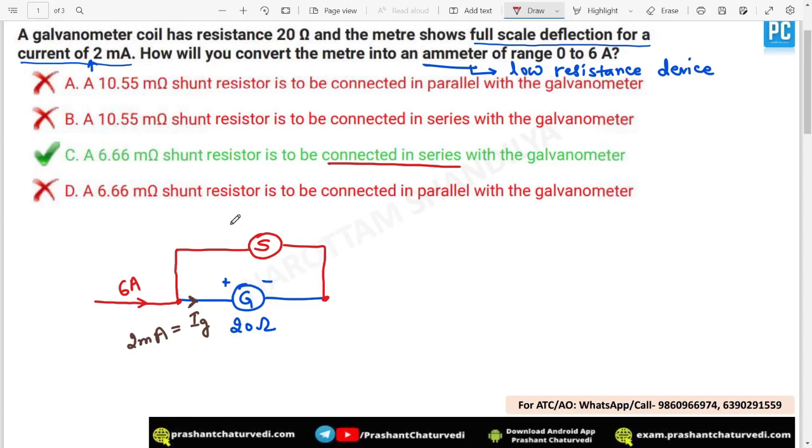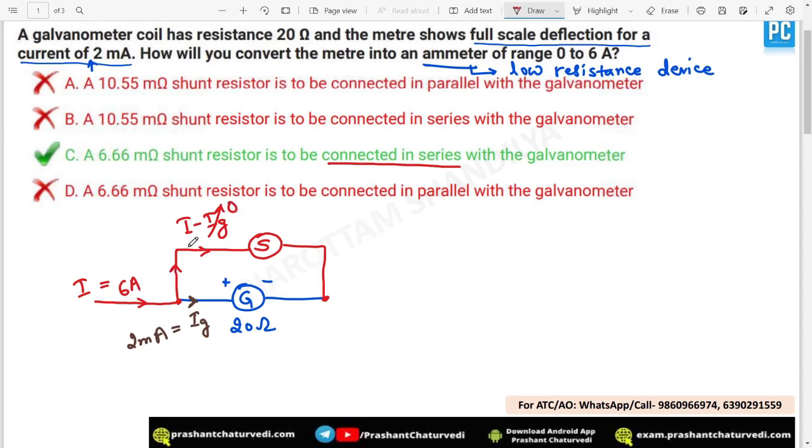So the shunt resistance has to be placed in parallel to this, then only the remaining current will pass through this shunt resistance. If Ig is going here, and suppose this is I, then this way it will be I minus Ig. Right now you can see this is 6 ampere, this is 2 milliampere, and this 2 milliampere is nothing in front of 6 ampere. So you can even ignore this Ig.